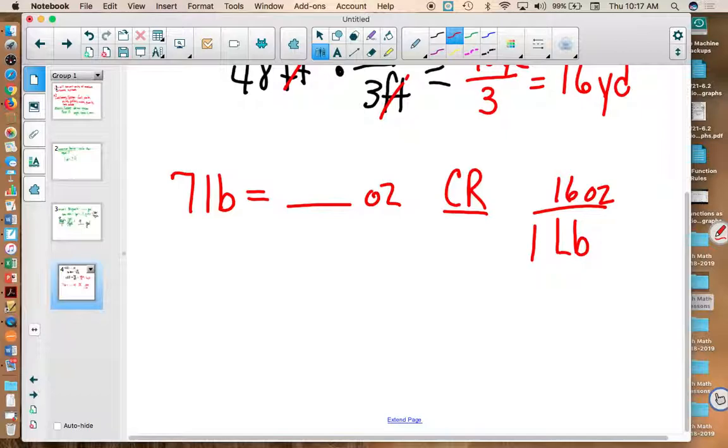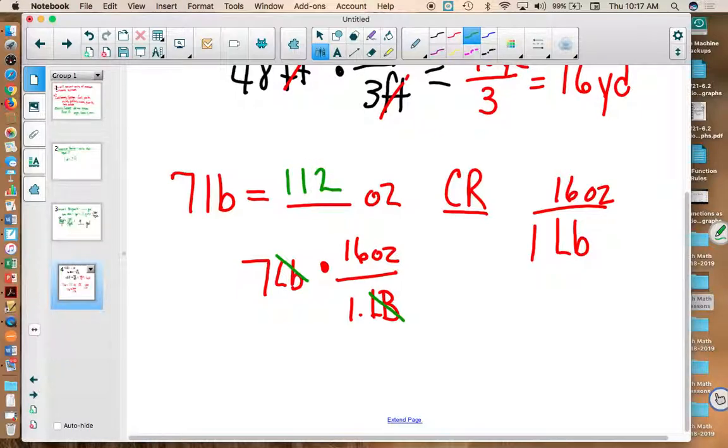Because I'm trying to figure out how many ounces. So if I said 7 pounds times 16 ounces over 1 pound, okay? Pounds are going to cancel out, aren't they? Pounds now cancel out, and what's left behind? 7 times 16 ounces. Well, what's 7 times 16? 112? 112 ounces.